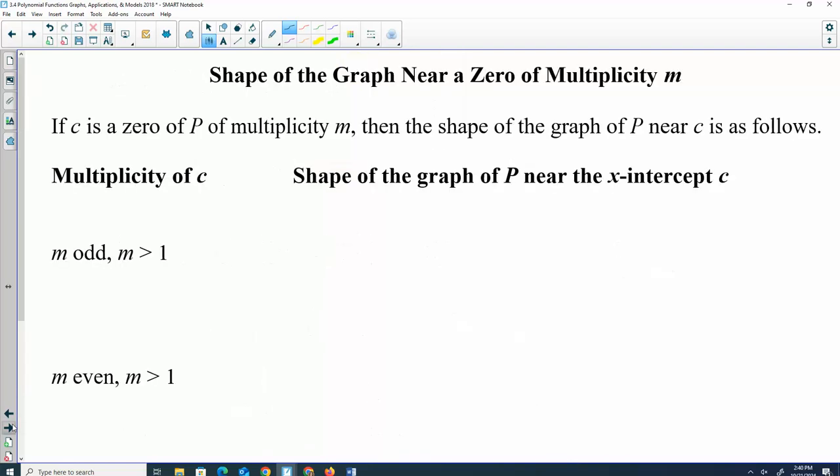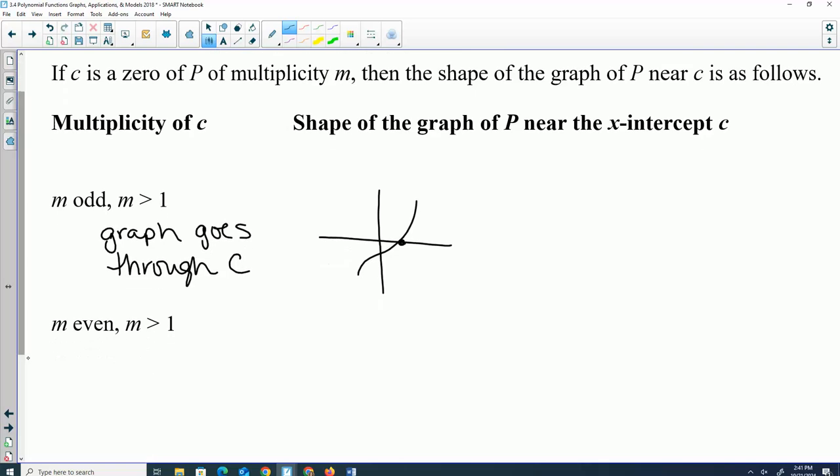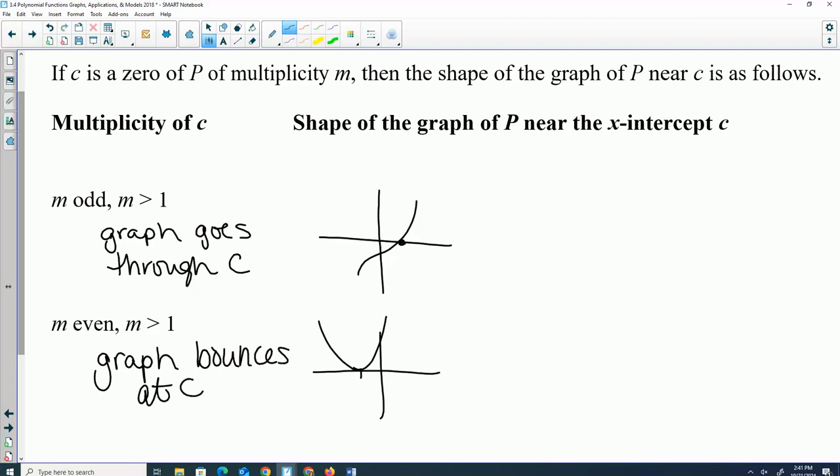Crosses and goes through. So, in general, if your multiplicity is odd, then our graph is going to cross or go through at that point. Whatever that point might be, let's say this is my x-intercept, the graph goes through that point. If your multiplicity is even, your graph will bounce. So, odd multiplicities, the graph is just going to go through the point. Even multiplicities will bounce.